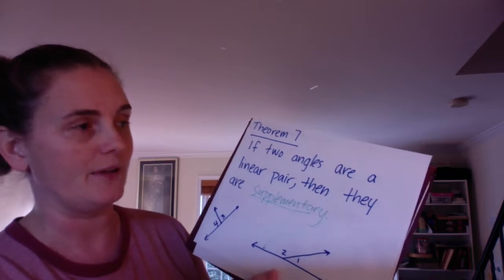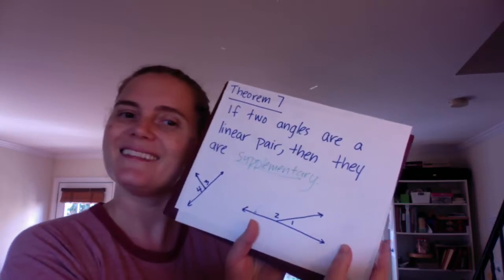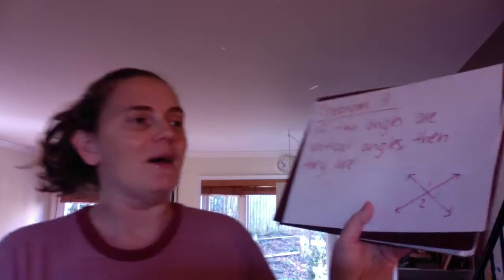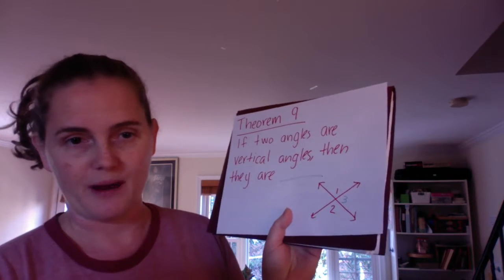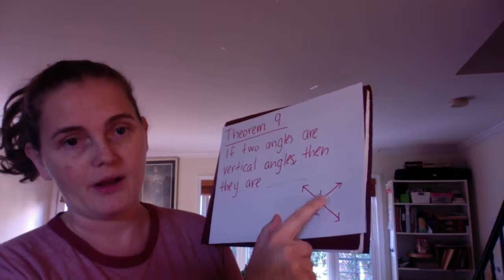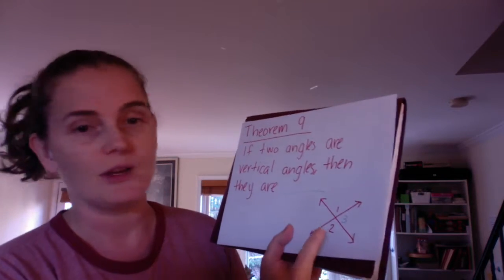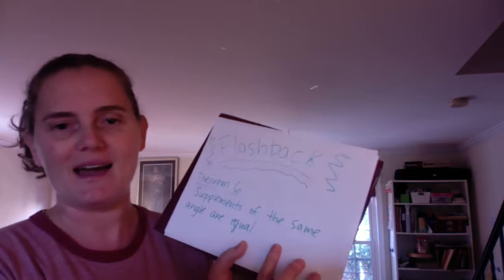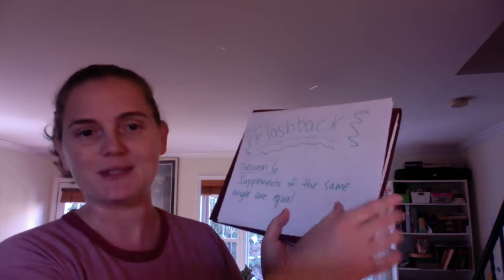You just learned about angles in a linear pair, right? You learned that if two angles are in a linear pair, then they are supplementary. So 1 and 3 are a linear pair, and 2 and 3 are a linear pair. From that theorem back there, you know that 1 and 3 are supplementary. You know that 2 and 3 are supplementary. Okay, now I'm going to take you back to a flashback. Supplements of the same angle are equal. That was Theorem 6 from the last section.